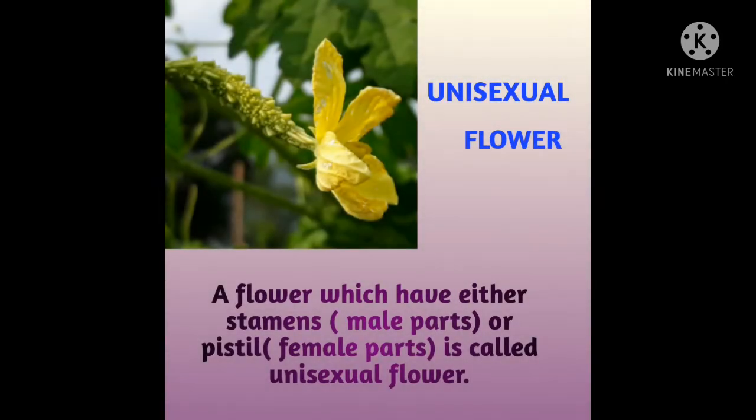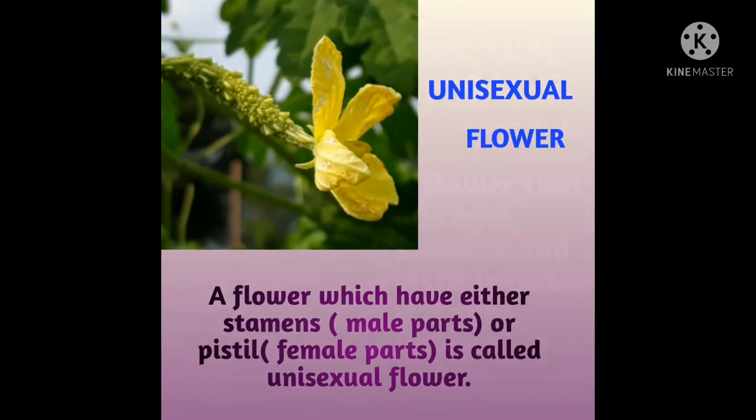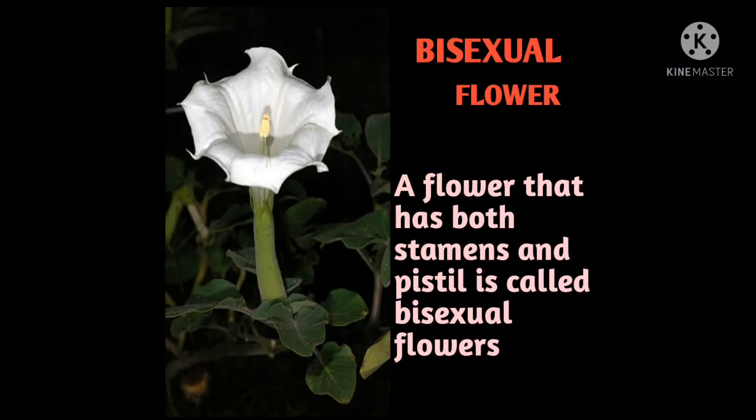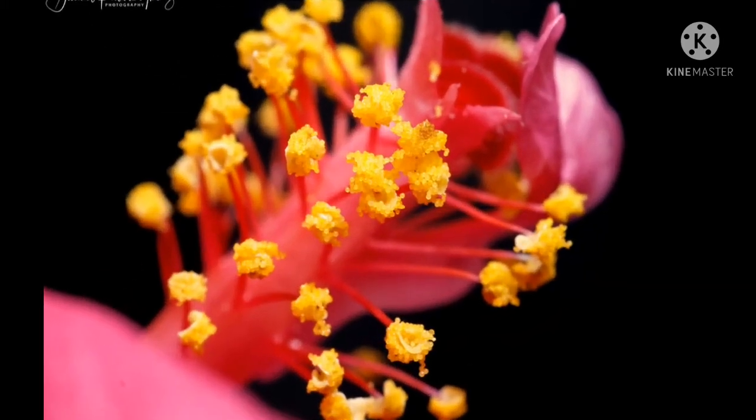Now let us see the difference between unisexual flowers and bisexual flowers. A flower which has either stamens or pistil is considered a unisexual flower. Example, cucumber, bottle gourd, bitter gourd. Bisexual flowers. A flower that has both stamens and pistil is considered a bisexual flower. Example, datura, hibiscus, ipomoea. Now let us do an experiment.